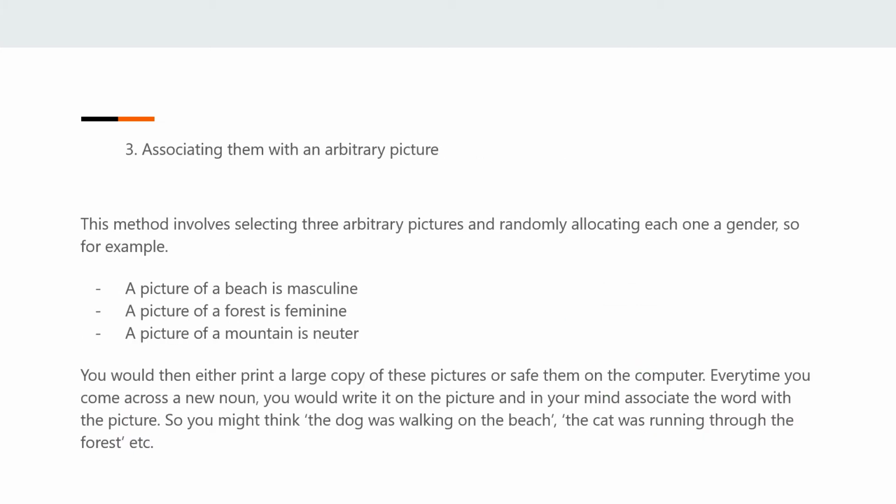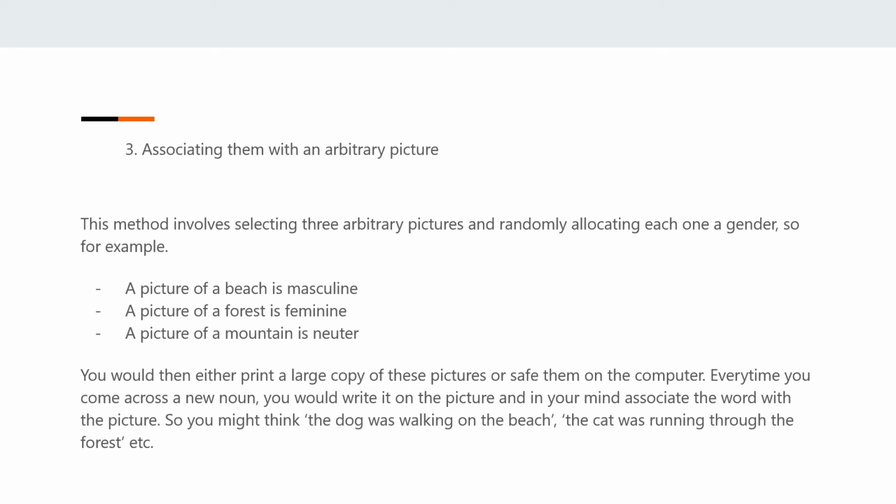The third method works very well for some learners. So you would pick 3 arbitrary pictures and randomly allocate each one a gender. So for example, you could say a picture of a beach is masculine, the forest would be feminine, and a mountain would be neuter. Then you would need to either print off a very large copy of these pictures or save them on the computer. Every time you then come across a new noun, you would write it on that picture and in your mind associate the word with the picture.